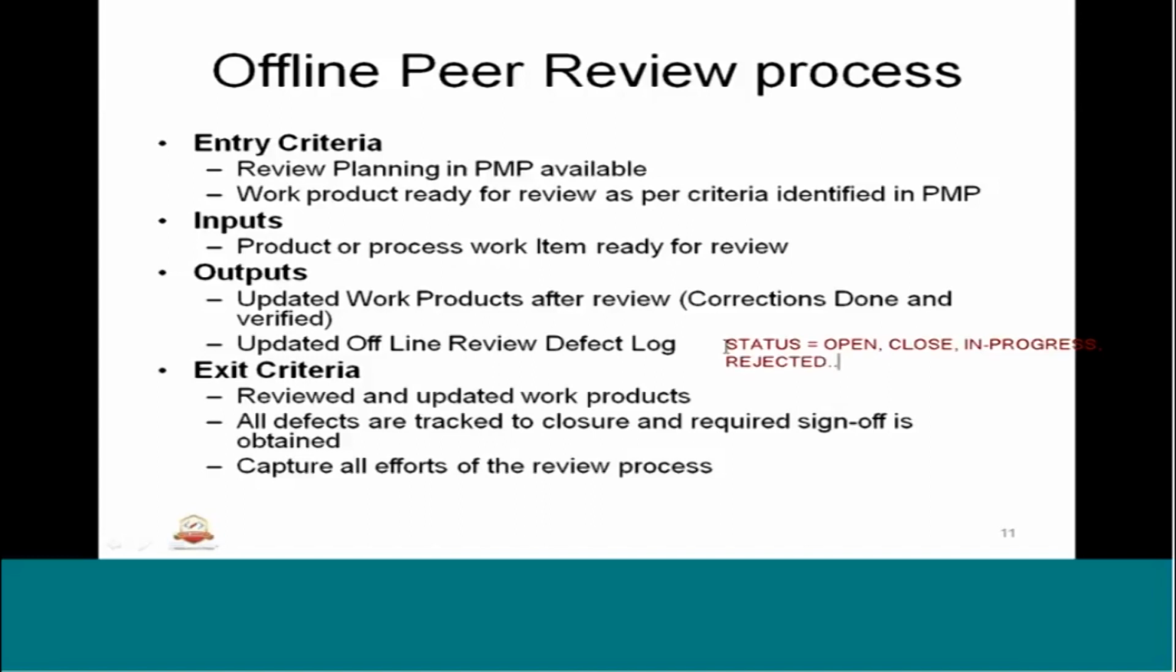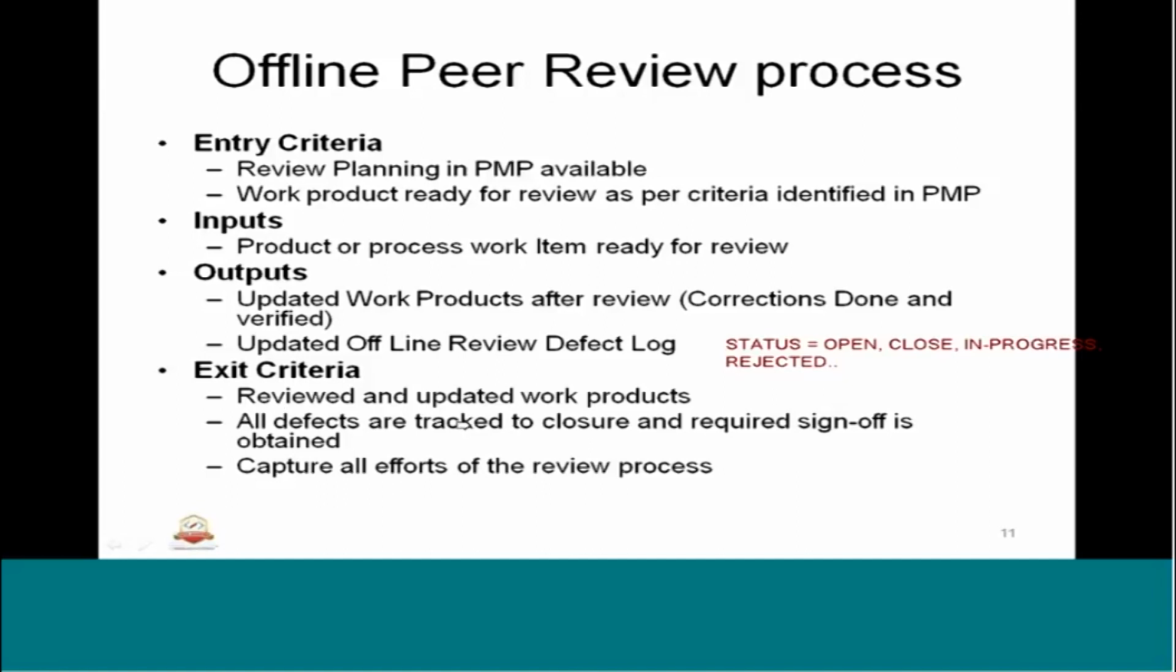Finally, make sure that the review record is closed with all the individual defects closed. When it is open, that means the defects have been identified, and if it is in progress, it means the review artifact is under fix, not fixed yet. Rejected means that the defect identified is not accepted, it is rejected basically.